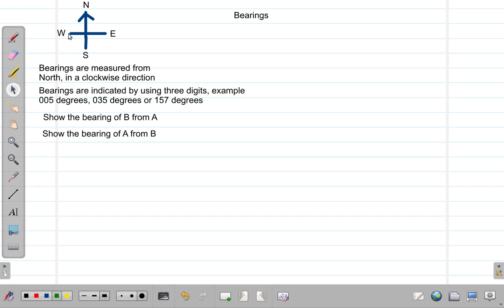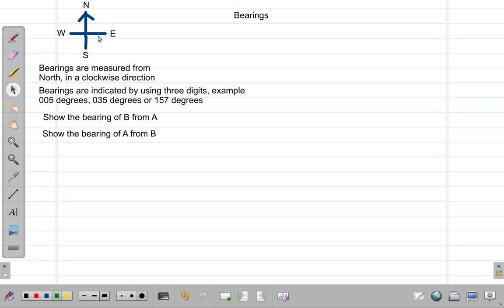I have put up my directions here. We have a north, south, east, and west. And generally, if you have a line showing the northern direction, you should then know which direction is south, which is east, and which is west. Alright?